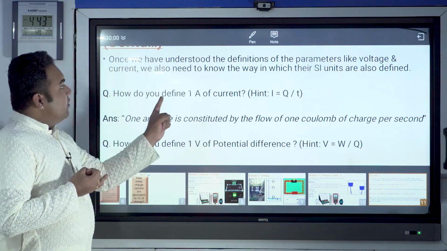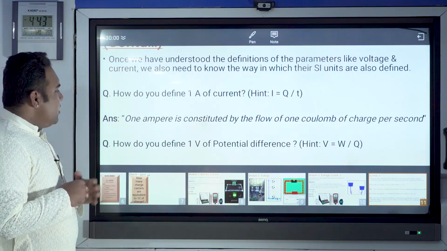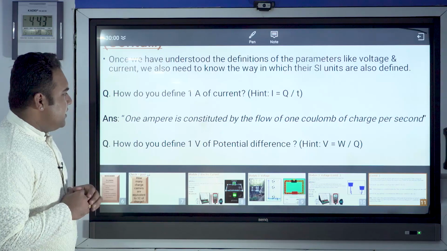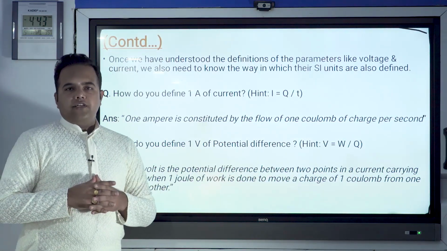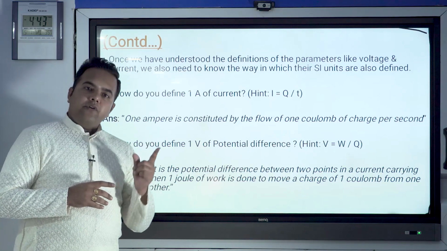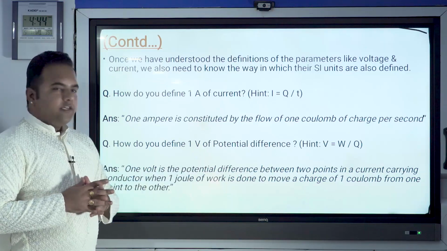The second one, what is 1 ampere of current? Similarly, how do you define 1 volt of potential difference? We have defined what is voltage or potential difference. Now we have to define the SI unit also. How do you define 1 volt of potential difference?